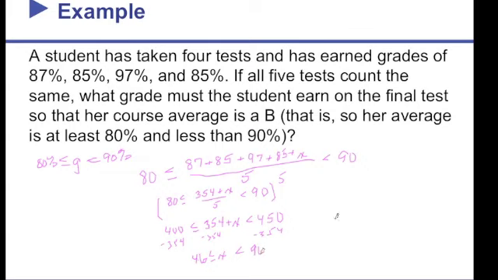So she needs to score between 46%, that'll get her a minimum B, and 96% to have the B. If she wants to get to that A range, she needs to get better than a 96, so a 97 or better.